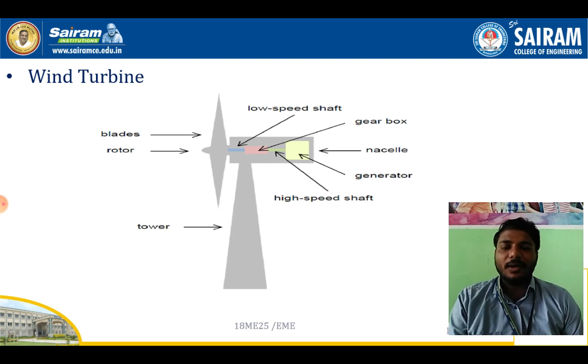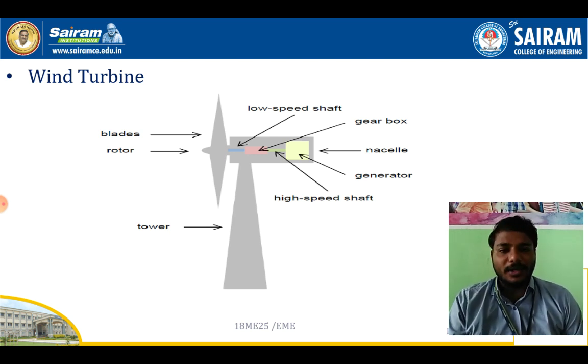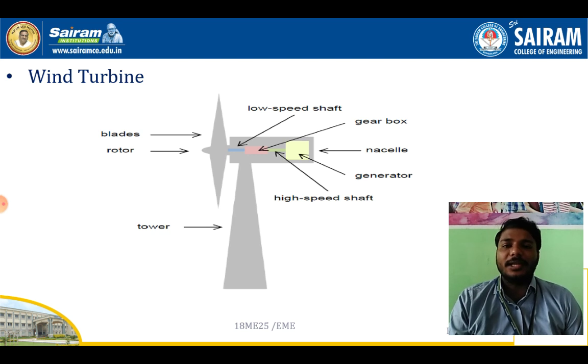These wind turbines cannot be fixed in all locations, because a certain speed of wind must be flowing continuously. Only then will the wind turbine blades start rotating. So these wind turbines are mainly planted at hill stations or high hill stations, where the wind speed is high. There, we generate electricity by using that wind energy. That is one of the major reasons.